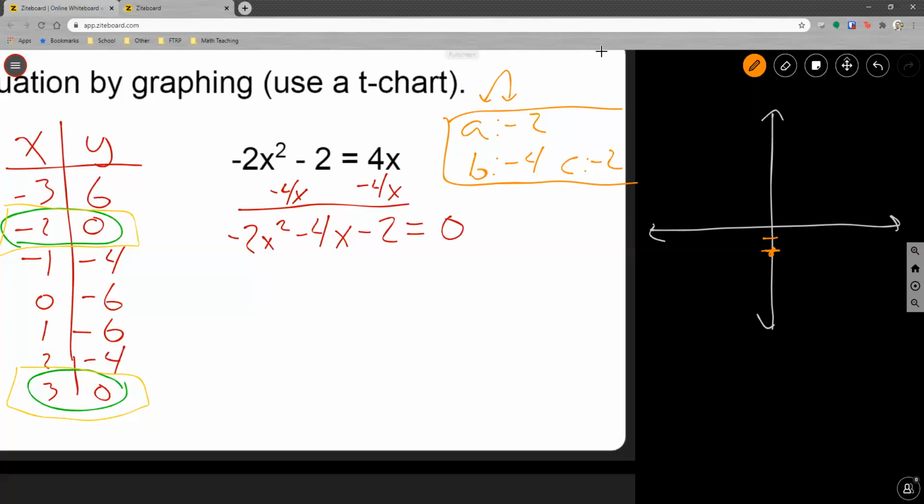I can find the axis of symmetry. I guess I'll do that really quick. My axis of symmetry is going to be negative b, which is the negative of -4, over 2 times A. Well, the negative becomes positive. I get 4 over -4, which gives me -1. So my axis of symmetry is right along the line x equals -1.